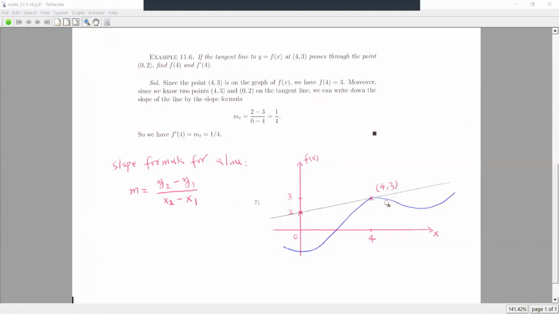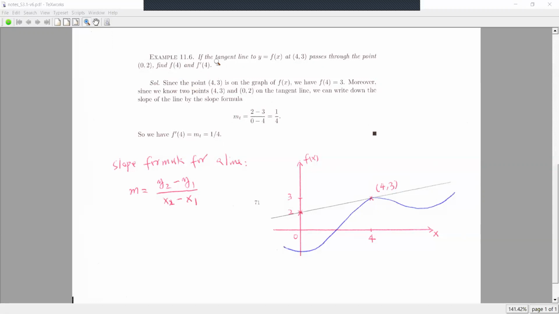Okay, now find the function value f(4) and derivative f'(4). Because this point is on the graph of the function, the y coordinate is the function value at the x coordinate. The x coordinate is 4. So this number 3 is the function value f(4). Therefore, we have f of 4 is equal to 3.